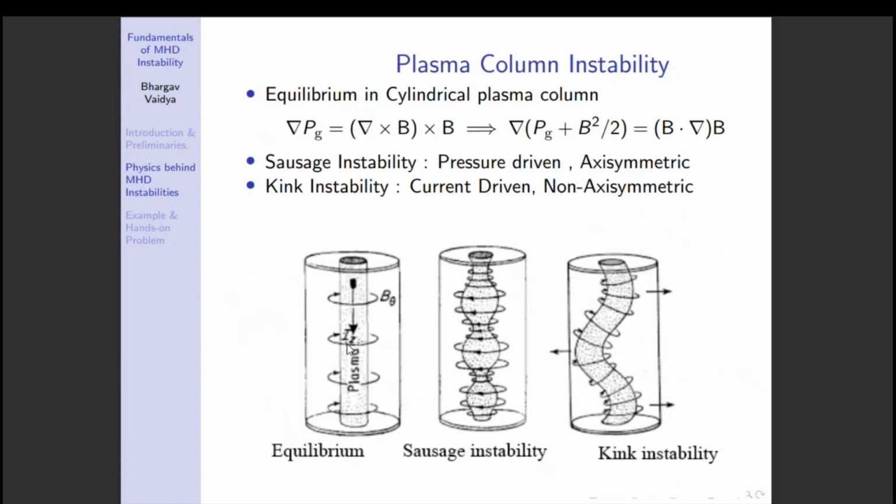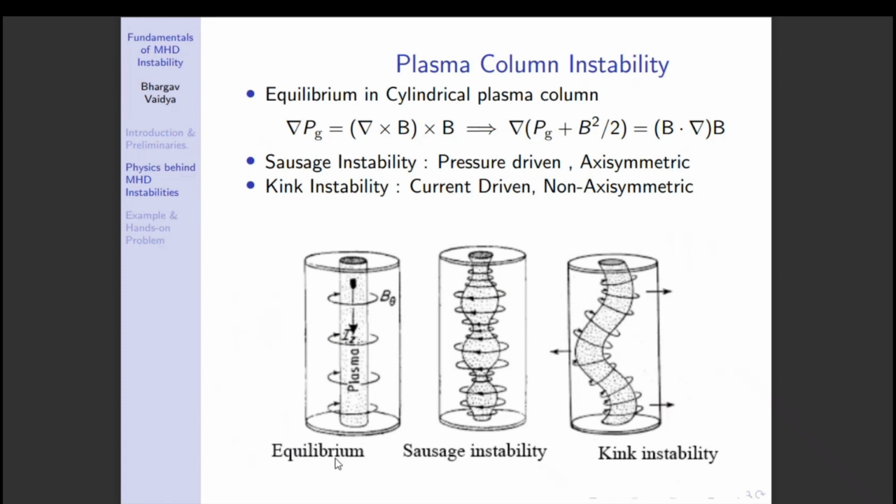Right? Second instability, I'll just take maybe 5 more minutes, if you can. The second instability, which is I think very important from the perspective of jet physics, pertains to plasma columns. If you take a plasma column, you essentially have gas pressure, and a magnetized plasma column with magnetic fields. If the two pressures are equal, then they are kind of stable.